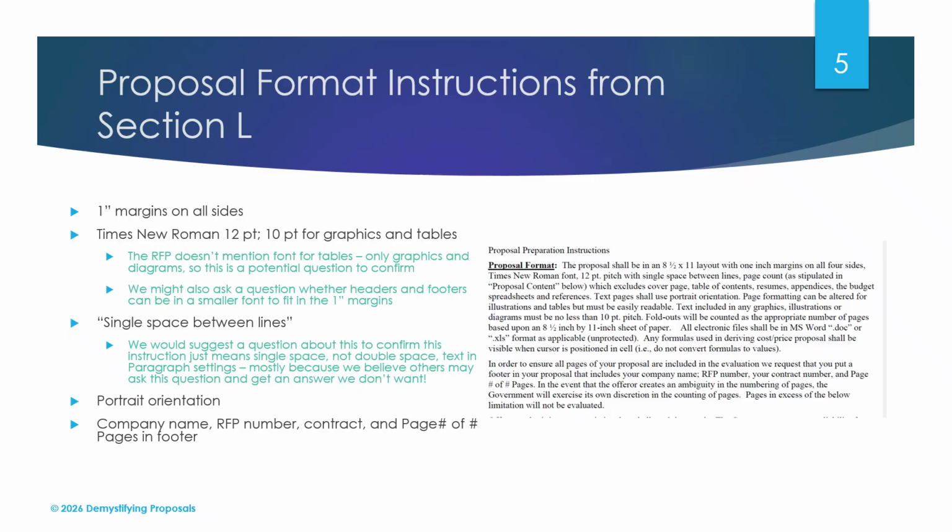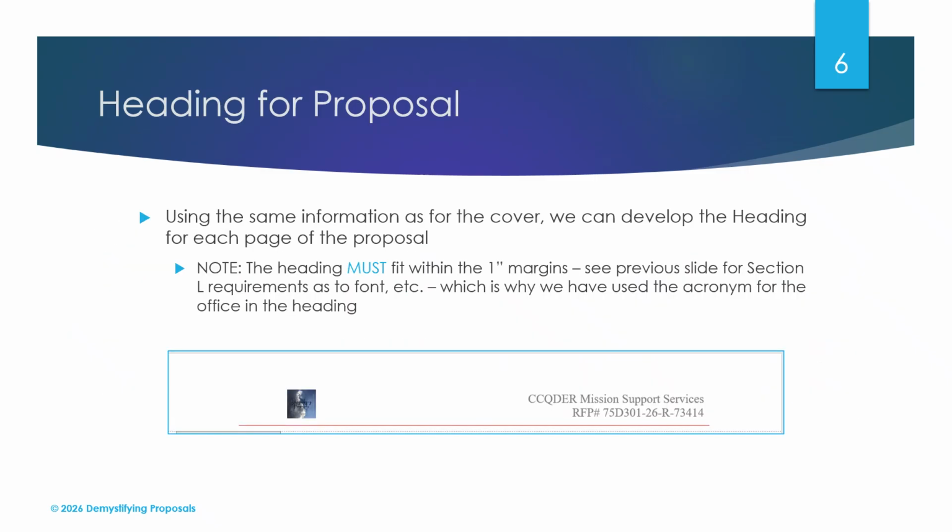Portrait orientation is required. Again, that's fairly standard for a federal government proposal. Company name, RFP number, contract, page number of numbers of pages is required in the footer. So as I said, that's a lot of information to fit into a 1-inch margin footer at 12 point Times New Roman. So this is what I would do for the heading for the proposal.